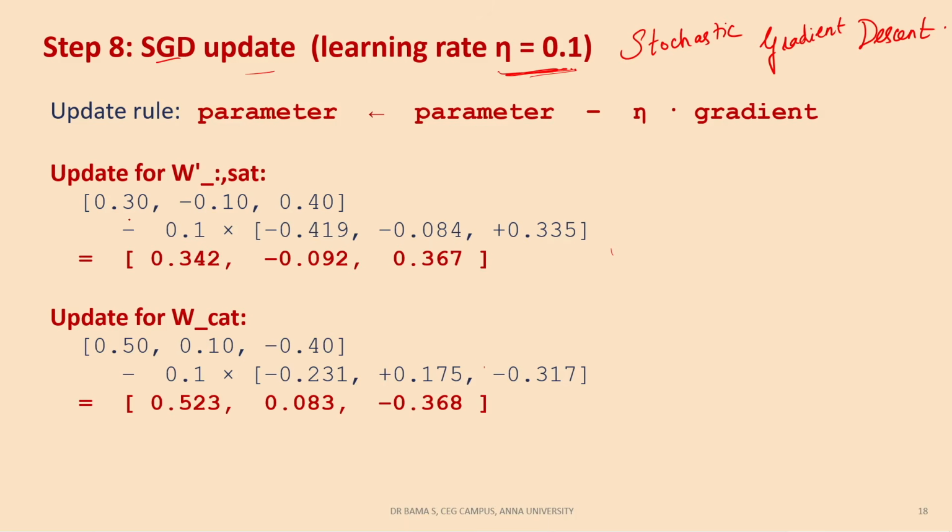For W dash, this was our initial weight 0.3 minus 0.1, and 0.4 minus this 0.1, which is the learning rate, and these values we got from the error values. Error with the gradient, we got this as a result, no? 0.1 into these values. So the resulting W dash for SAT is 0.342, 0.092 and 0.367. Now for cat, it is going to be 0.5, 0.1 and minus 0.4 minus this 0.1 multiplied by these values. So, we get 0.523, 0.083 and 0.368.